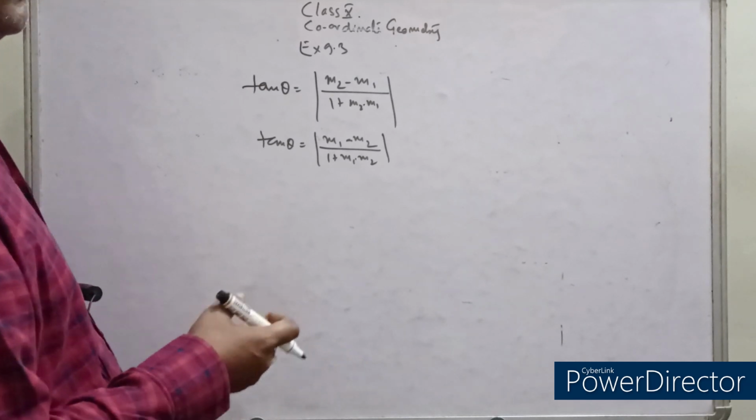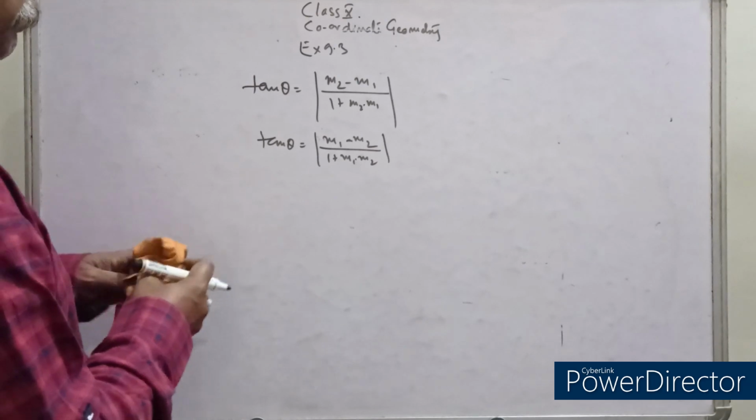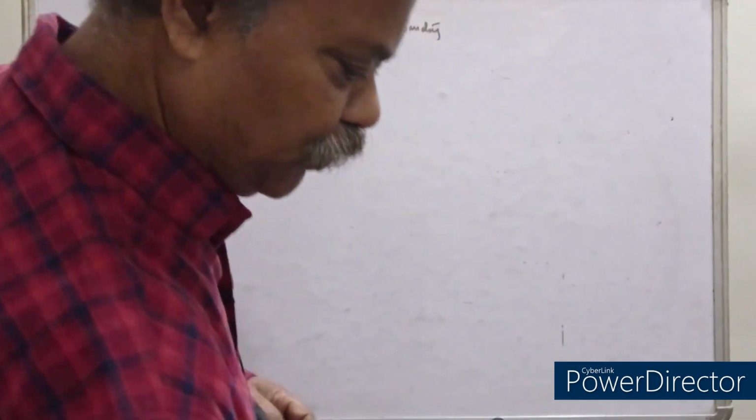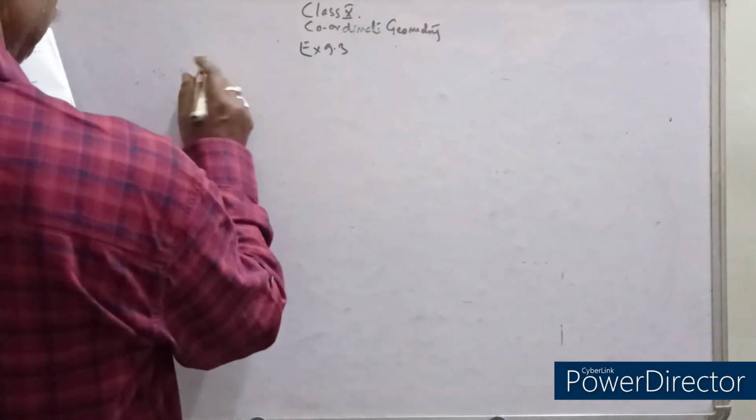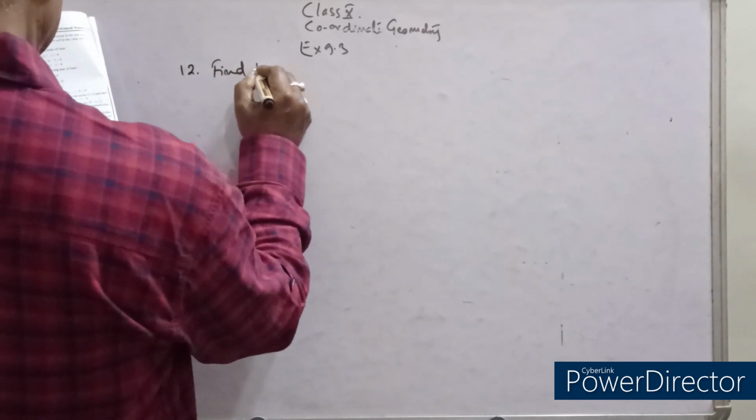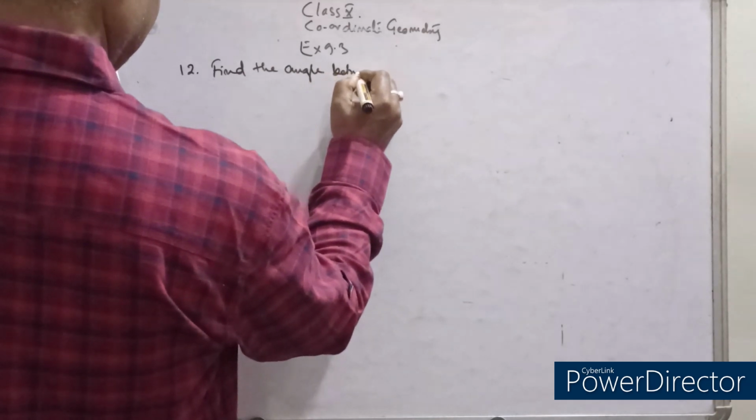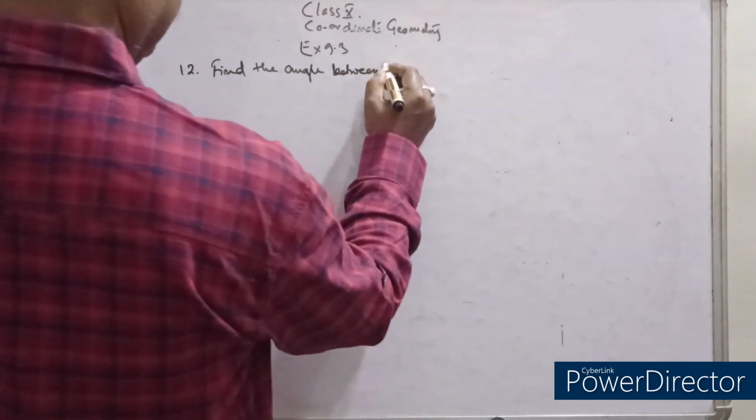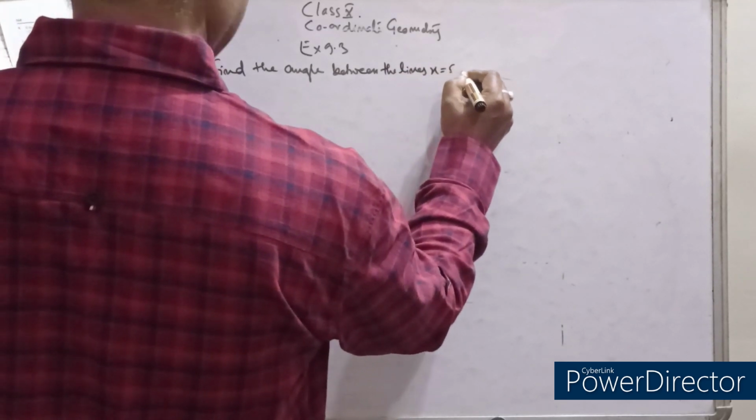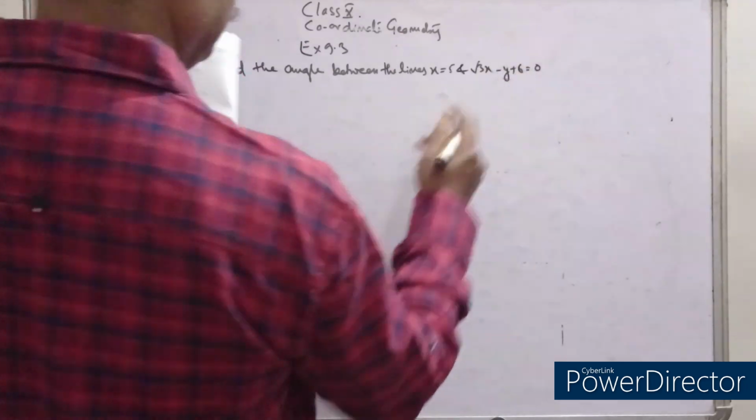And if it has asked to find the angles, then you have to give both the angles. So now my next question is question number 12. This question number 12 is: find the angles between the lines x is equal to 5 and root 3 x minus y plus 6 is equal to 0.